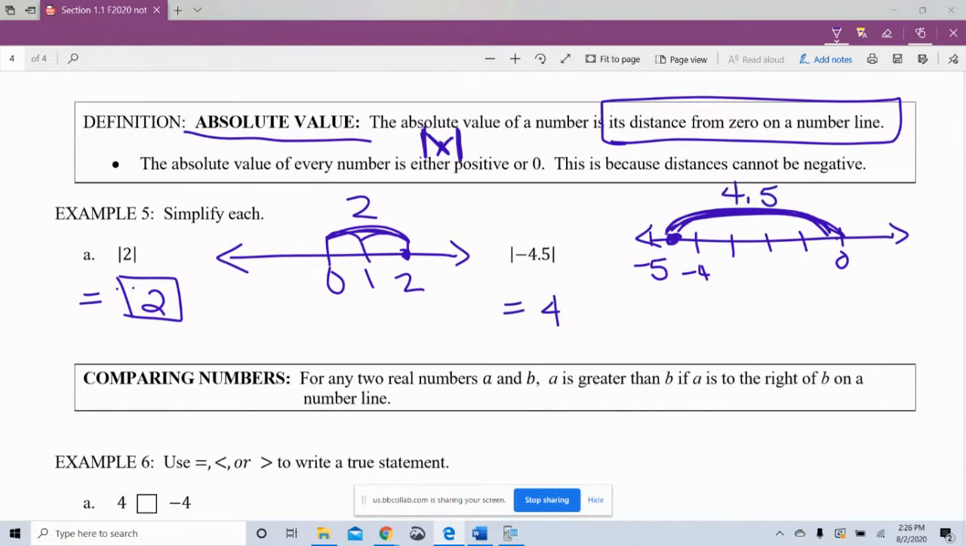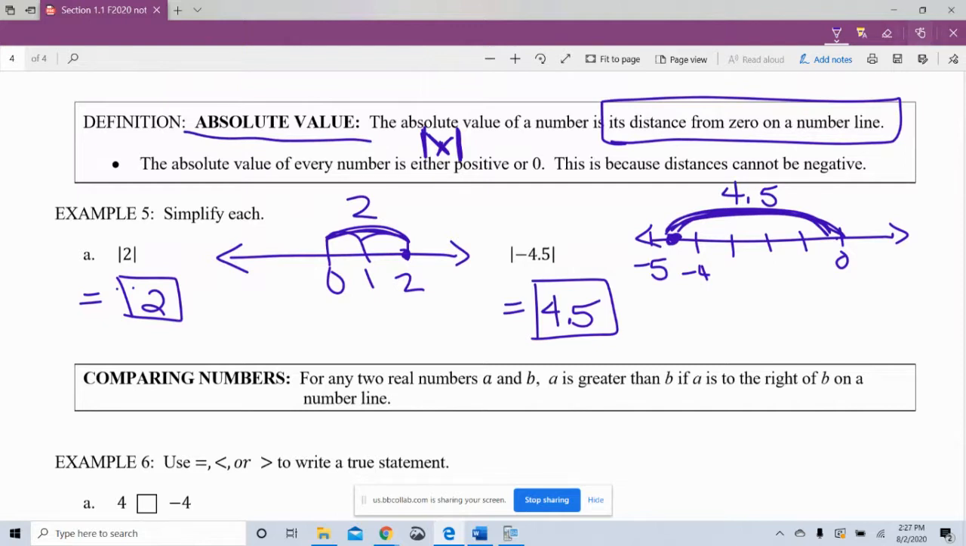So once again, the absolute value of a number can never be negative. It must always be positive. And that's because it is defined to be a distance. And distances must be non-negative. They could be 0 or they could be positive, but they cannot be negative.